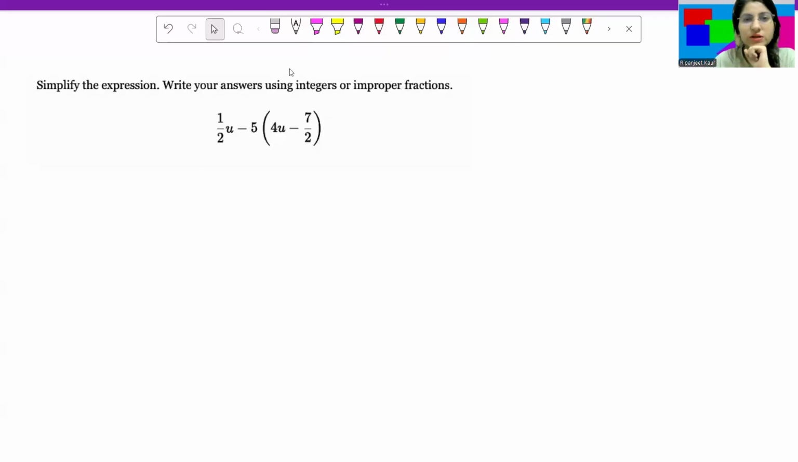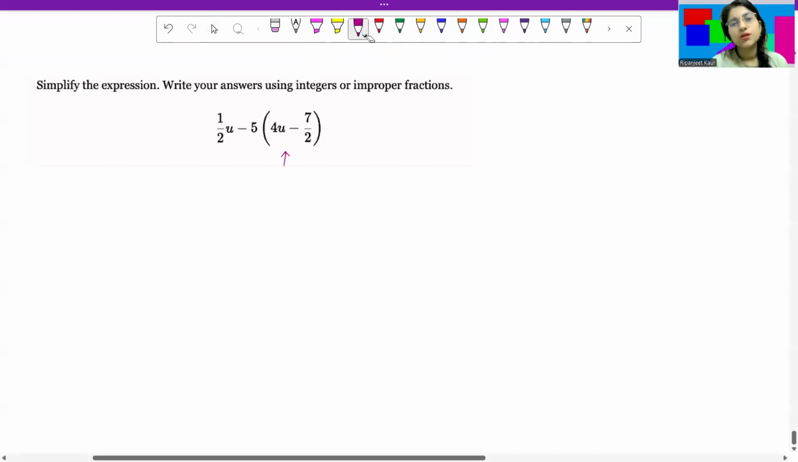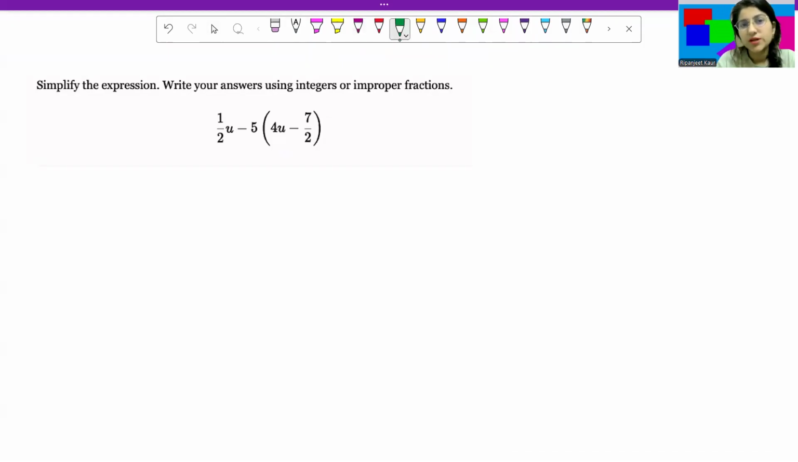Simplify the expression, write your answer using integers or improper fractions. So now if we want to simplify it, we can see that this is not in a fully distributed format where all the additions and subtractions can be done. And whatever is in the bracket cannot be solved any further. So for that, let's put it in the format and do the distribution here first.